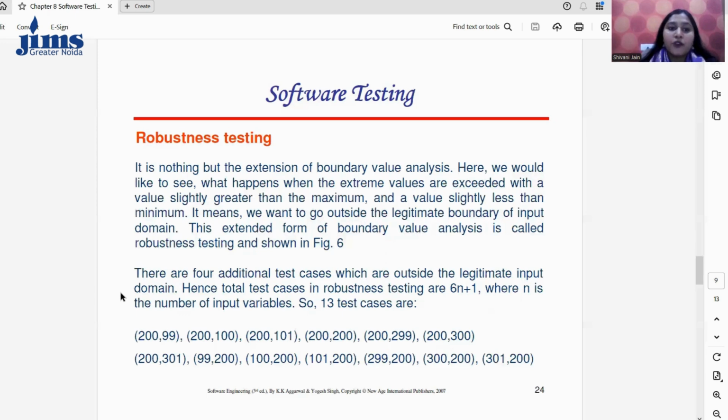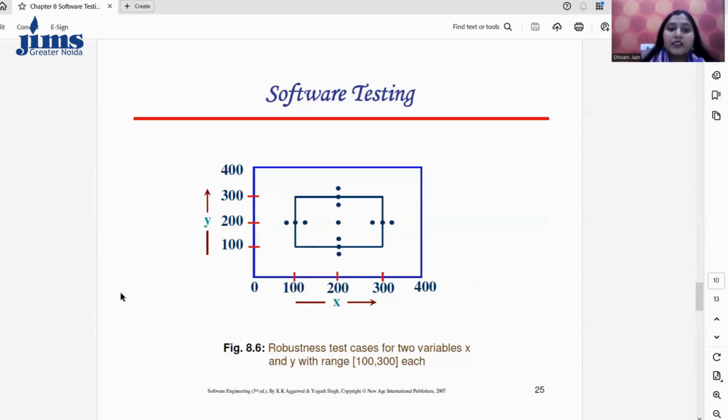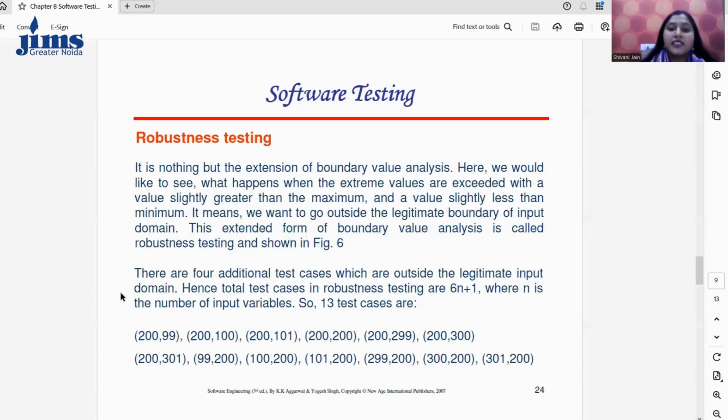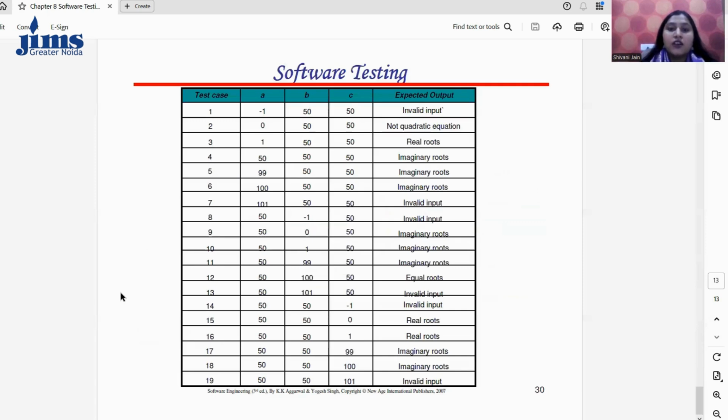There is an extension of boundary value analysis. It is called robustness testing. In boundary value analysis, we have just tested the values that are inside the boundary. Here we extend a little more and test one extra value outside the boundary. And here total cases are 6n plus 1. Like boundary value analysis, we assume that failure is because of a single fault, and we keep the rest of the values nominal and test boundary values.